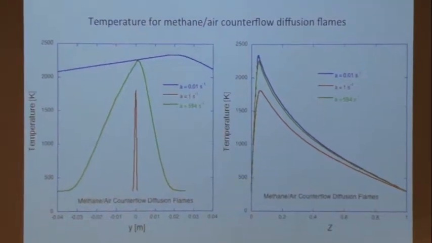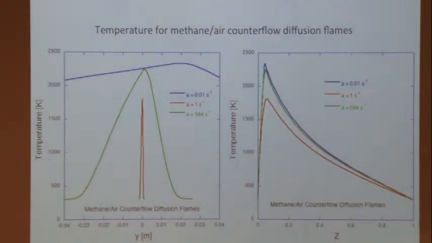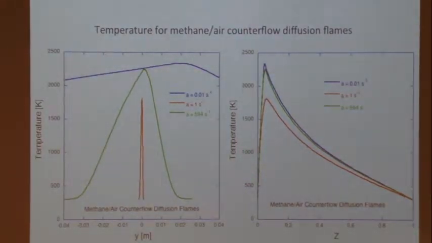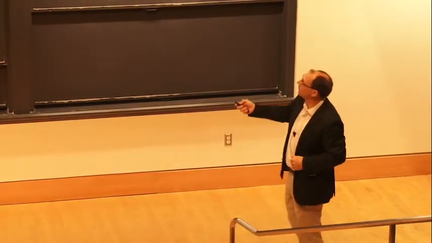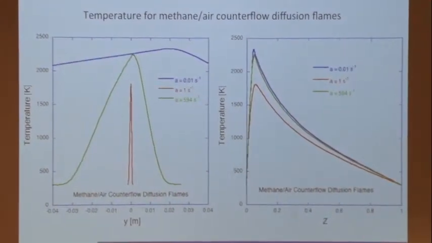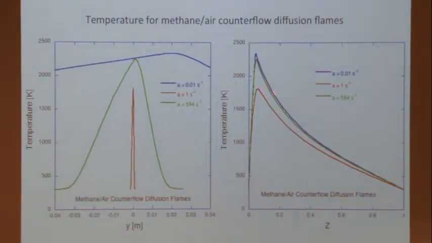Here, this is in physical space, and we said if you have a high strain rate, then you get very large gradients, and you have very strong heat losses and all of that. Okay, high gradient, heat losses. Now we wrote the equations in terms of mixture fraction, and you see here in terms of mixture fraction.